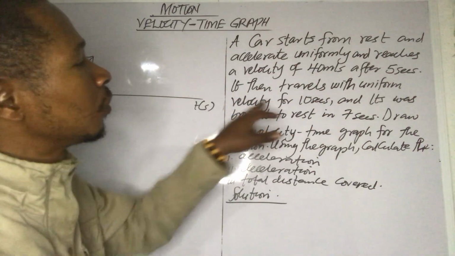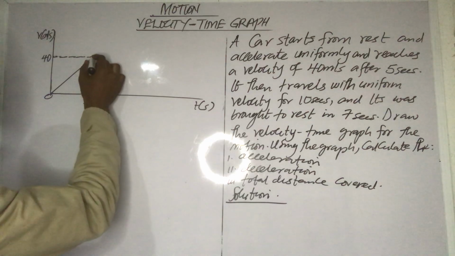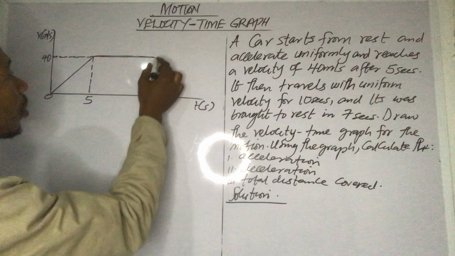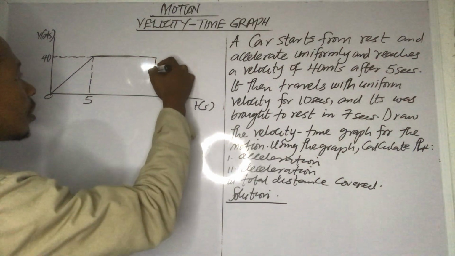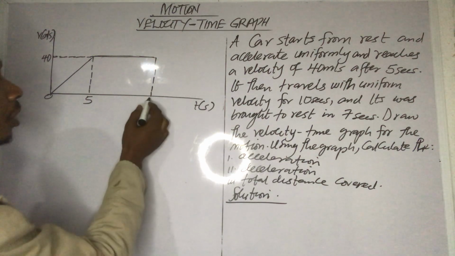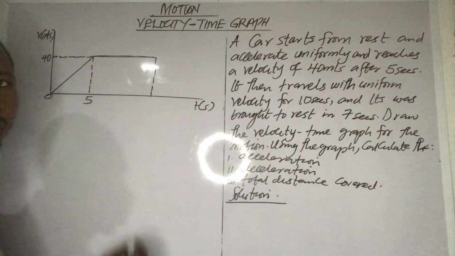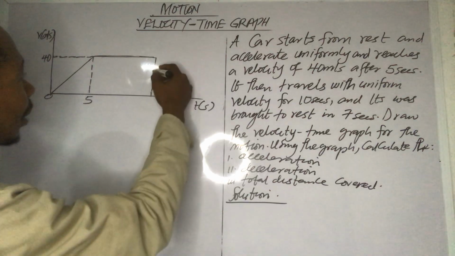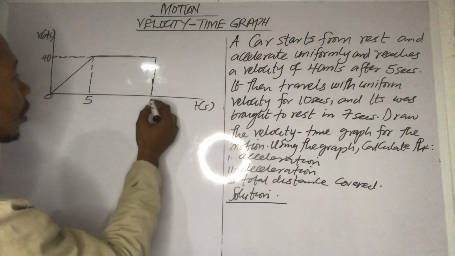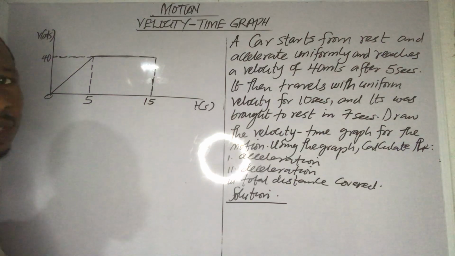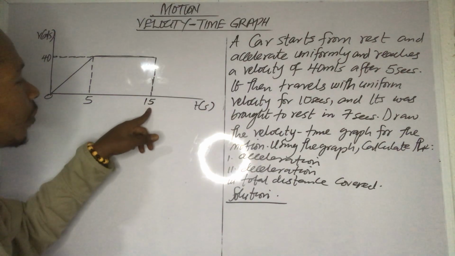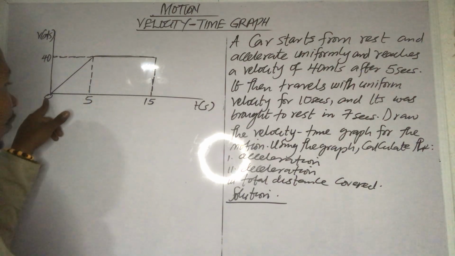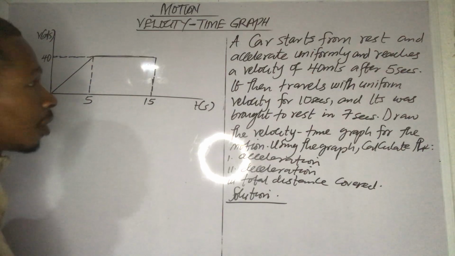It then travels with uniform velocity for 10 seconds, so it travels straight now. You trace this place to the time again. The vehicle traveled 5 seconds before, then traveled another 10 seconds, so the total time should be 5 plus 10, which gives us 15 seconds here. That's the 5 seconds from here to here and the 10 seconds from here to here.